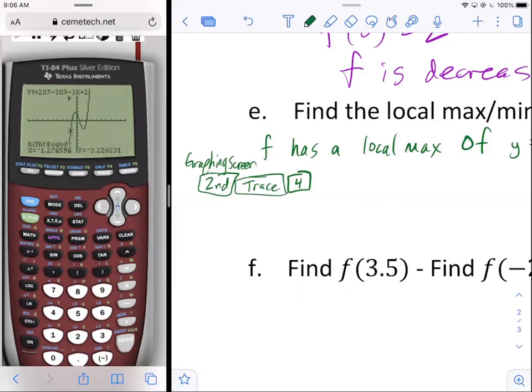I'm going to hit enter, and notice that locks in this x coordinate, puts a little arrow at the top. Now, for your right bound, you have to click to the right. I'm going up, I hit the high point, and I can clearly see now that I'm on the way back down.